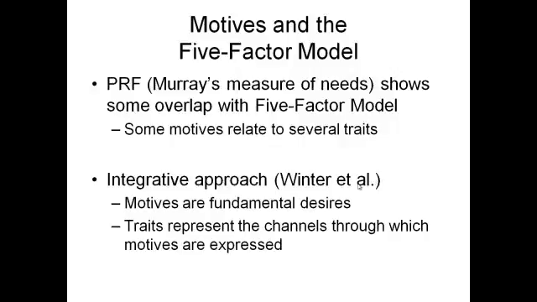Now, one important criticism of this motive approach is, well, maybe we're looking at these motives and needs, and maybe really it's just a fancy way of talking about traits. And we've already talked about traits. We've already talked about the 5-factor theory, the Big 5: openness, conscientiousness, extroversion, agreeableness, and neuroticism. Maybe these needs and motives are just a fancy way of dressing up traits.